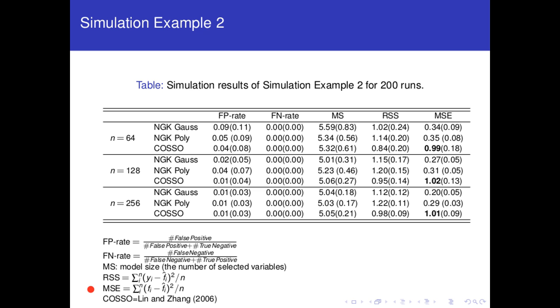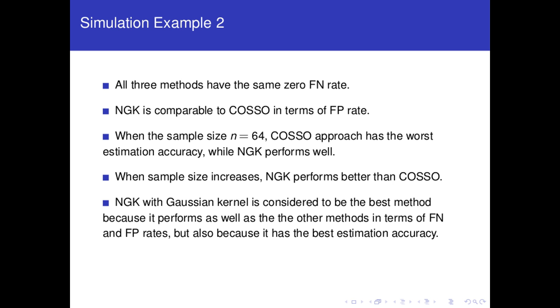So our approach has less mean square error than the COSSO approach. So all three methods have good performance in terms of variable selection. However, when sample size is large, NGK performs better than COSSO in terms of mean square error. And also, NGK with Gaussian kernel is considered to be the best method because it performs as well as the other methods in terms of false negative and false positive, but also because it has the best estimation accuracy.